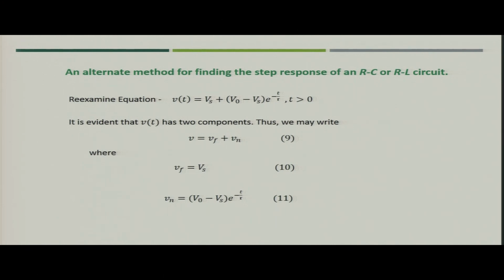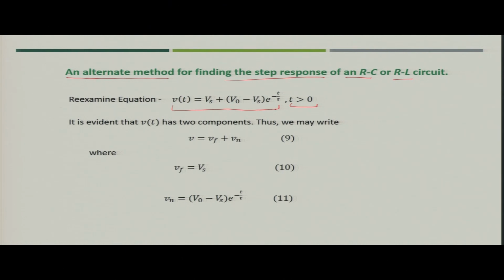Now, there is an alternate method for finding the step response of either RC or RL circuits, because it is applicable to both types of circuits. Let us see what we derived for the voltage across the capacitor: V(t) is nothing but Vs plus (V0 minus Vs) times e to the power minus t by tau, for any time t greater than 0.